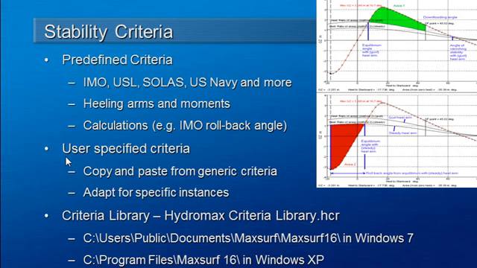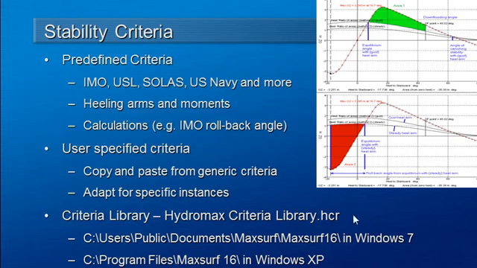Often you'll need to do this because the criteria may contain special variables that are dependent on the particular vessel that you're working on. The methodology for doing this is to copy and paste one of the generic criteria and then adapt that for the particular vessel. You can also save your own copy of the criteria library. We actually recommend that you do this for each project that you're working on.